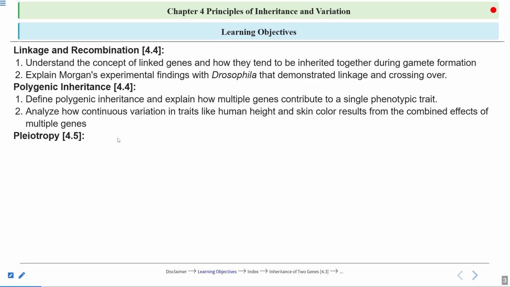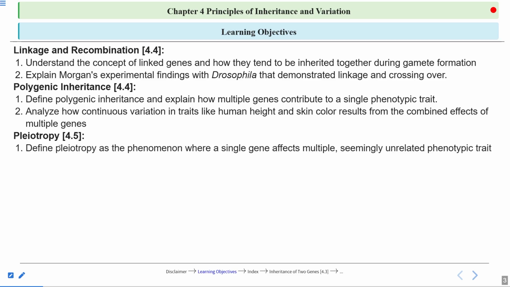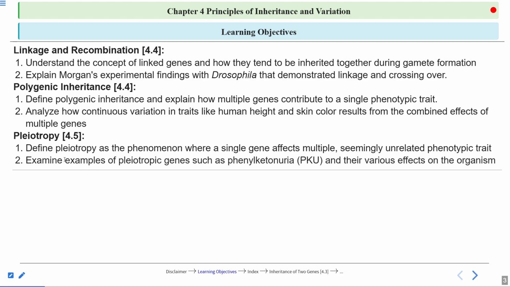Then we'll talk about pleiotropy. Within this topic, first of all, we will understand the definition of pleiotropy and how a single gene affects multiple unrelated phenotypic traits. We will understand pleiotropy with an example of phenylketonuria, which is a metabolic disorder in humans. And what are the phenotypes that you observe in phenylketonuria in the organism?